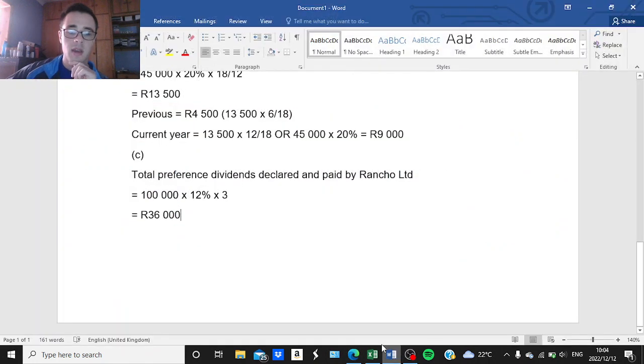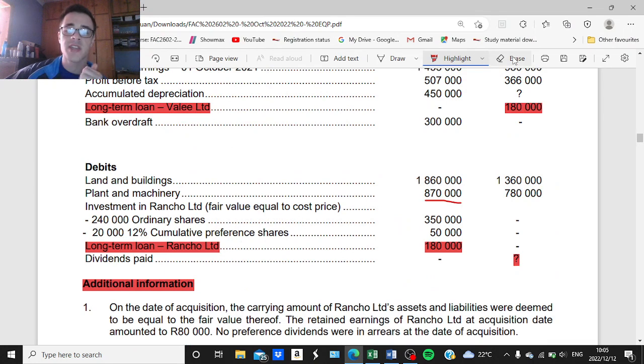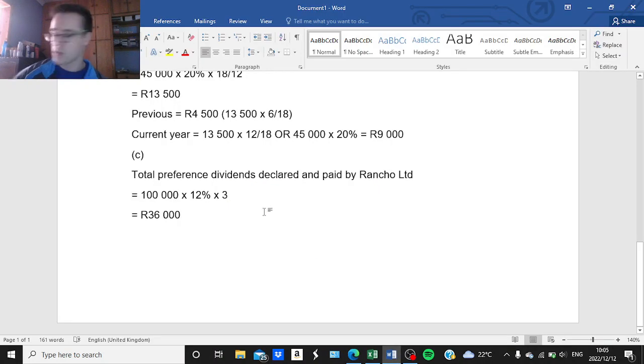All right. Now we need to split this amount between the parent, Valley Limited, because the parent is a shareholder of Rancho Limited, as well as the non-controlling interest or your minority shareholders of Rancho Limited. So in order for us to determine that, we first need to calculate the parent's percentage interest in the preference share capital, not the ordinary share capital, the preference share capital, because we are working with preference shares.